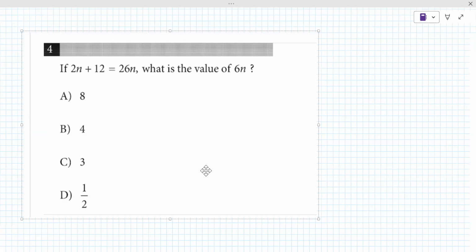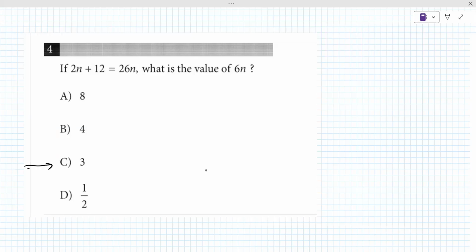Okay, I need to find the value of 6n. So first I need to find the value of 2n. 2n equals... okay, well, I know 24n equals 12. Which is odd, but you know what? That means it's going to be 0.5. All right, C.